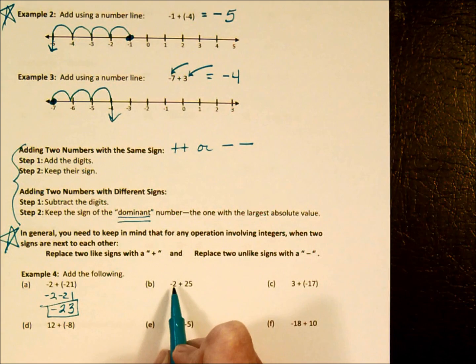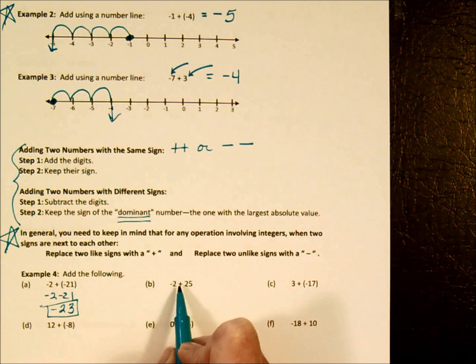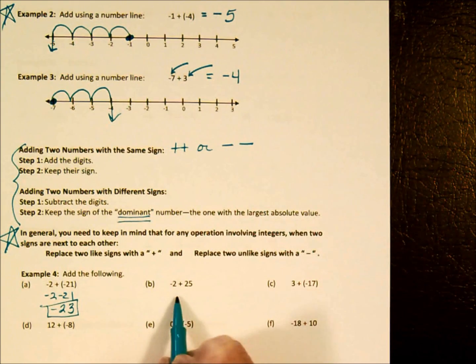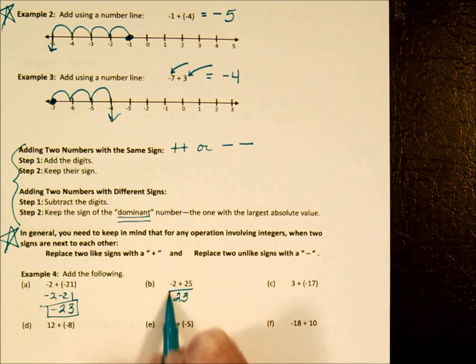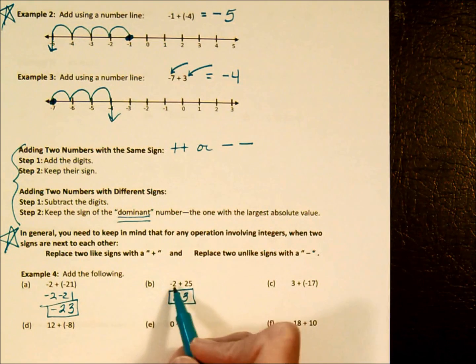Here I don't have double signs. I just have a single sign. So I start at -2 and I go to the right 25. I'm going to be at positive 23. So it was 25 take away 2.